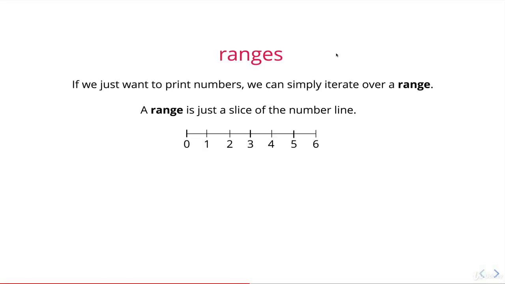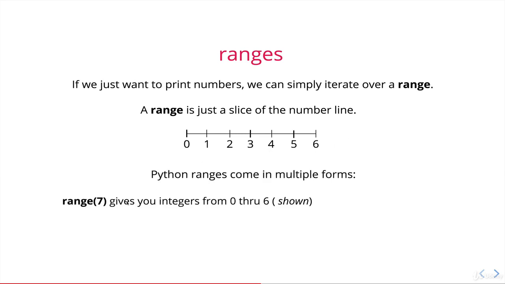So back in the slides, here's a visualization of a range, just a slice of the number line. But it's not as straightforward as only generating numbers starting at 0 going up to 6. There's a lot of different variations of how we can use it. So the first example actually only takes one number, and it represents the end point. So this will generate a range starting at 0. If you only provide one number, it assumes it starts at 0, and it goes up to that last number but does not include it. So it's exclusive. So it starts at 0 and it goes up to 6, which is the range we see here.